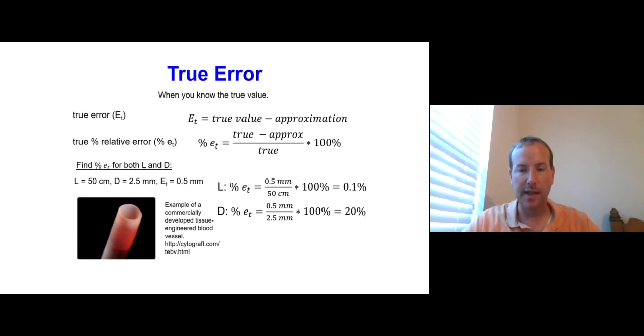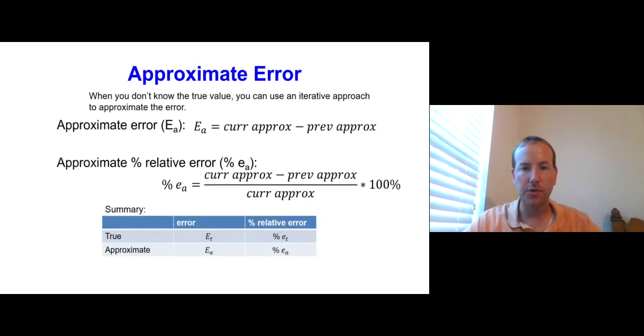That's just an example of when it's more important to look at the percent relative error than just the true error. But it depends on the situation which one you should be going with. I definitely look out when we have problems for which specific type of error you're asked. So that's true error. The next type of error is approximate error.